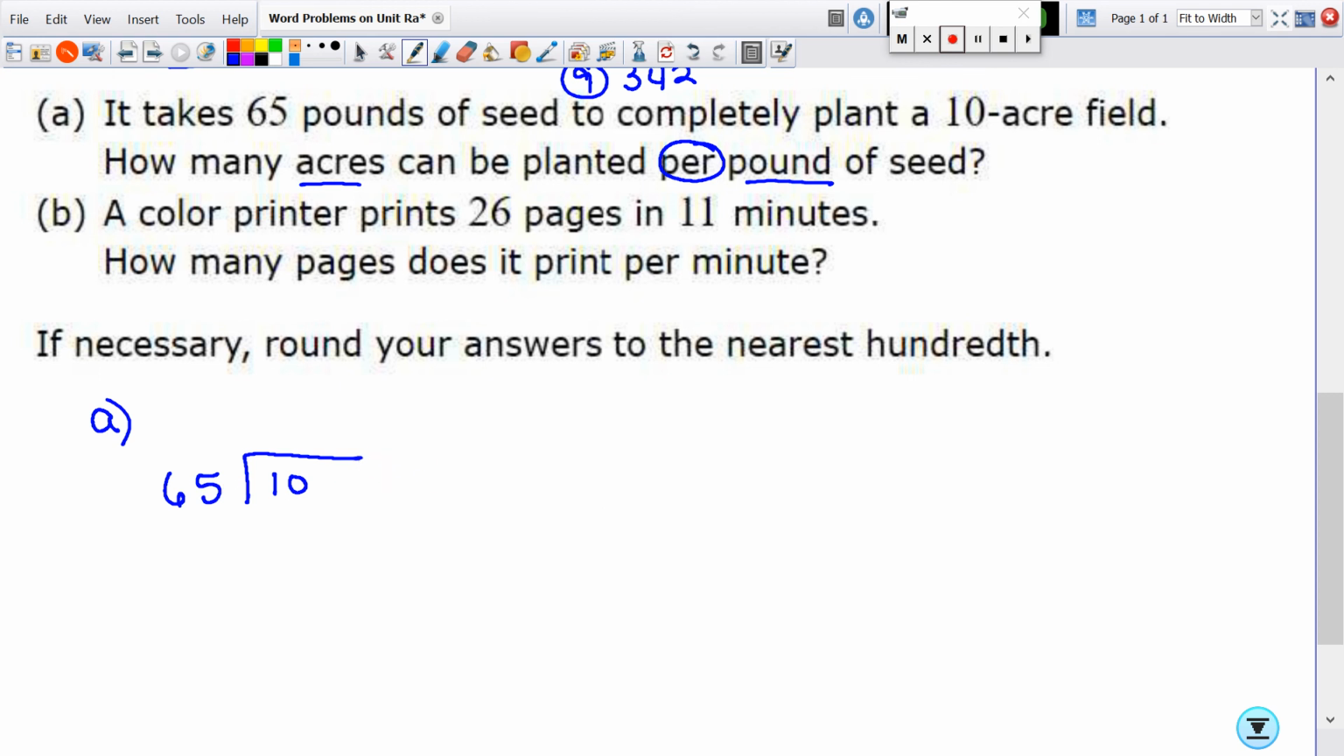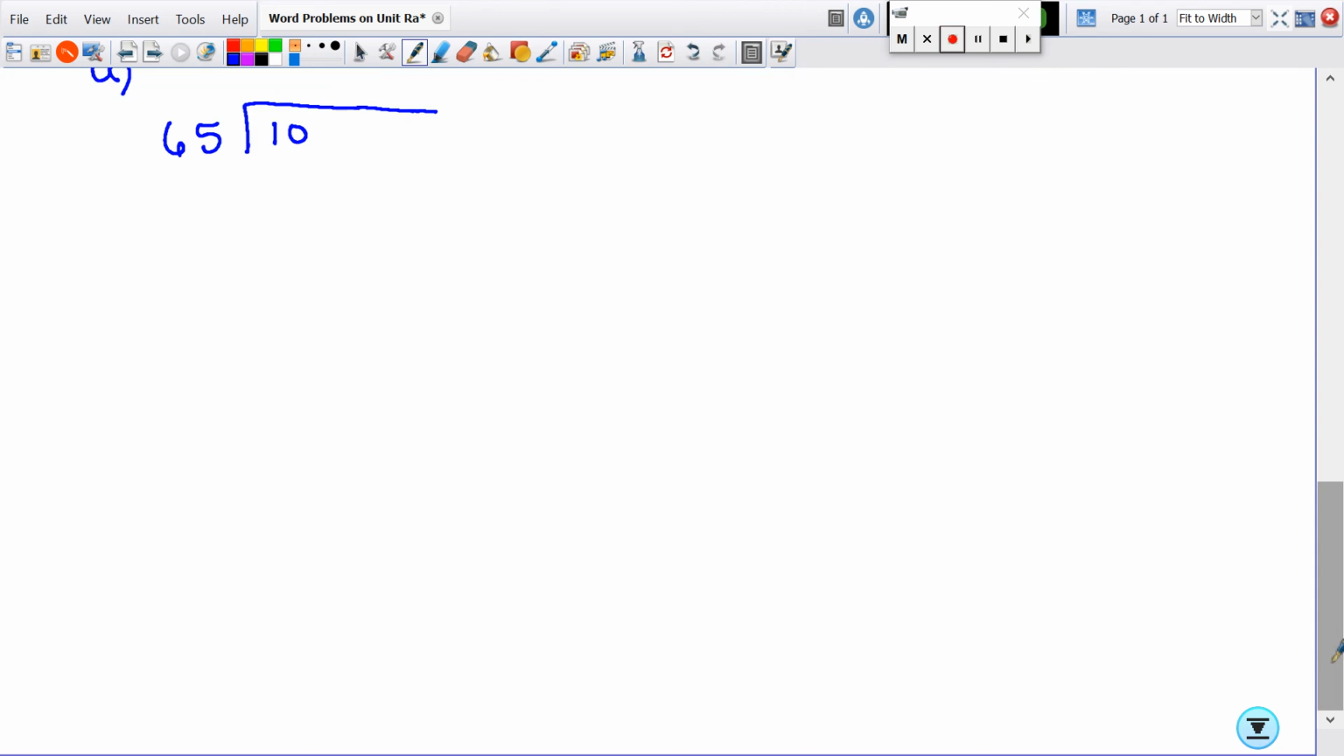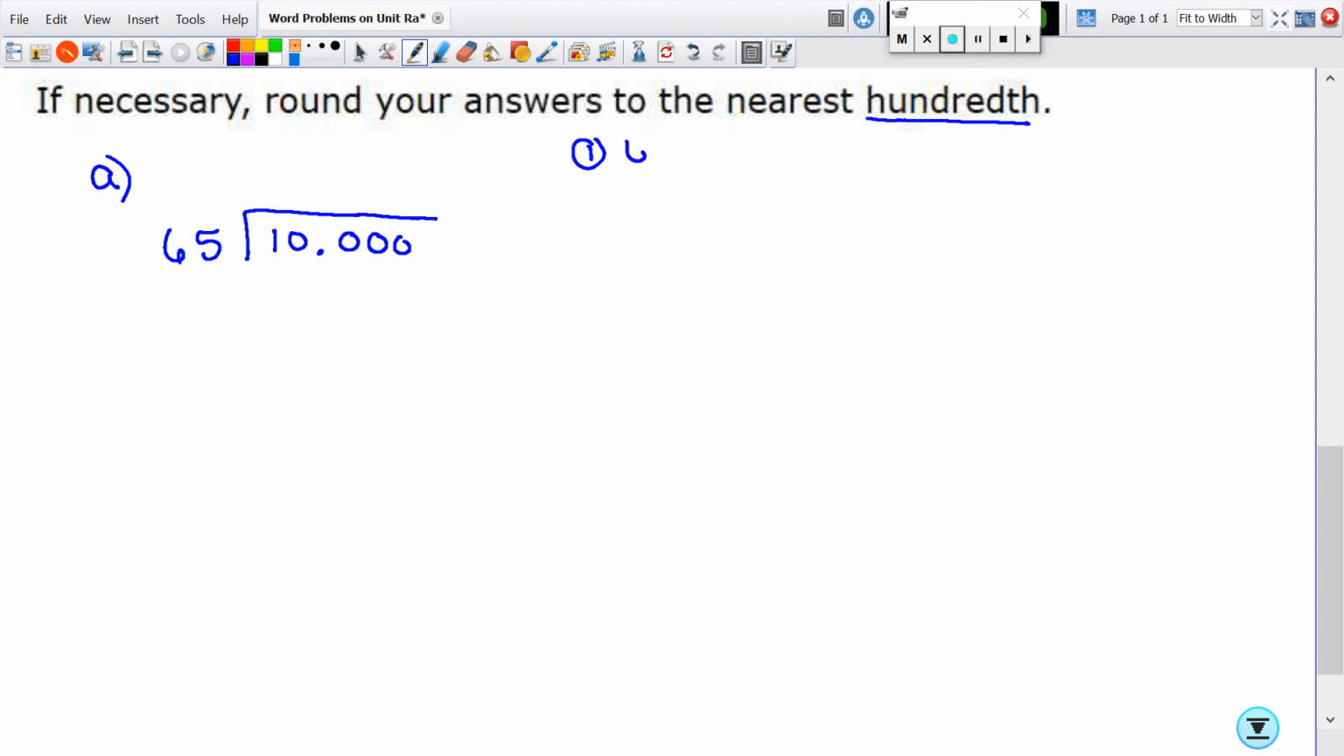Okay, and it says round to the nearest hundredth, which means when I do my calculation, I'm actually going to use 3 decimal points so I can round properly. So I'm going to go ahead, since I can't do 10 divided by 65, and put a decimal with 3 zeros. And I'm going to come out here and make my list of numbers. I'm dividing by 65, so I'm going to start with that number.